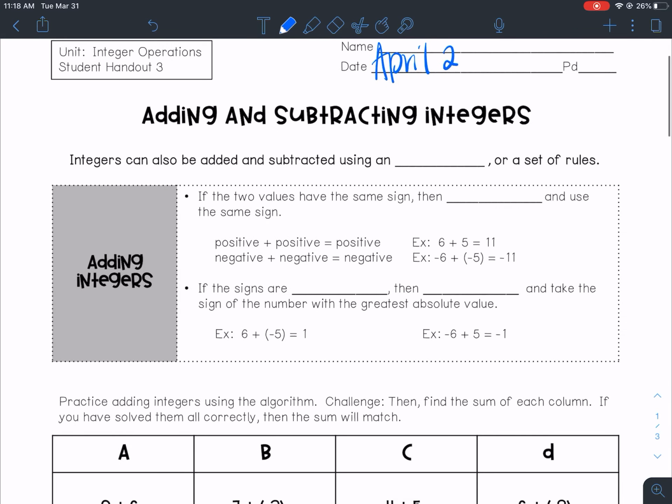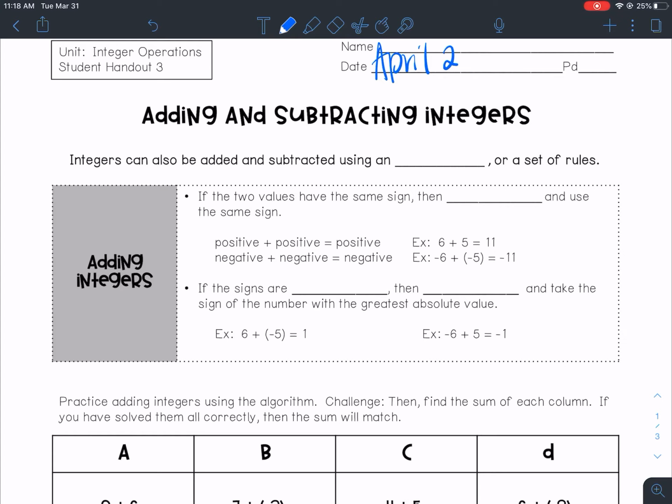So integers, by the way, you don't have this paper. So what I want you guys to do right now is pause the video, get a pencil, get a paper, and you're going to write some of these notes down. Whatever I highlight, I want you guys to write down on your own paper, and then you can use these notes for IXL later on, because that's going to be your assignment for today, IXL.